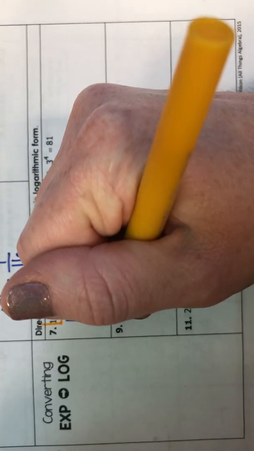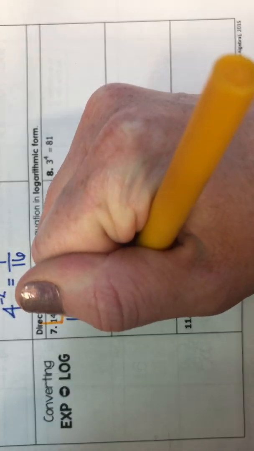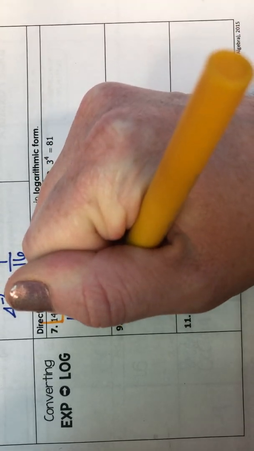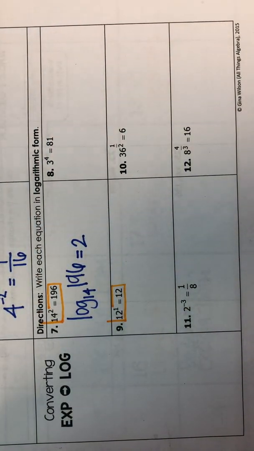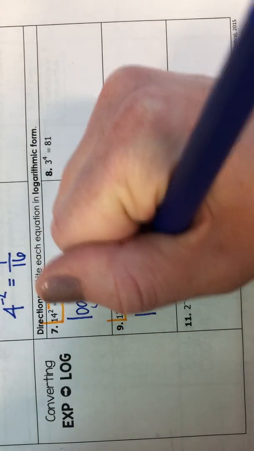All right, I'm going to do the same thing here. I'm going to come down through the 12, over to this 12, and end at the 1. So this will be log base 12 of 12 equals 1.